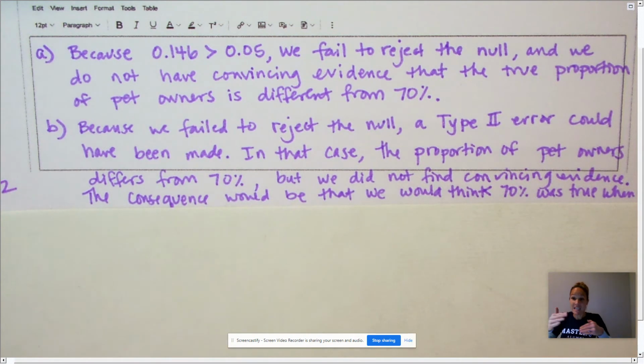And so whatever decisions then are made based on that proportion could have consequences. I'm not sure what decisions you're going to make based on the number of pet owners. Maybe if you're trying to open a store and you need it to be 70% for some reason, and it was or wasn't.